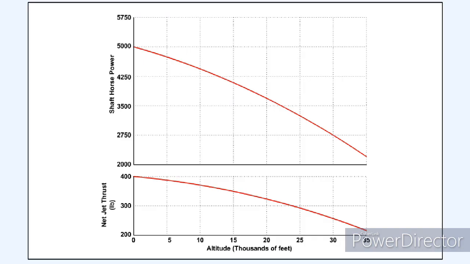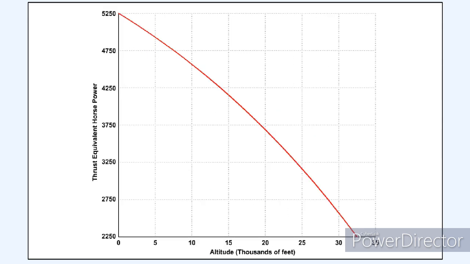These graphs show that at a constant airspeed, both the shaft horsepower and the jet thrust of a turboprop engine reduce with increasing altitude. The result of this is that the thrust equivalent horsepower, which is the combination of shaft horsepower and jet thrust, will also reduce with increasing altitude.